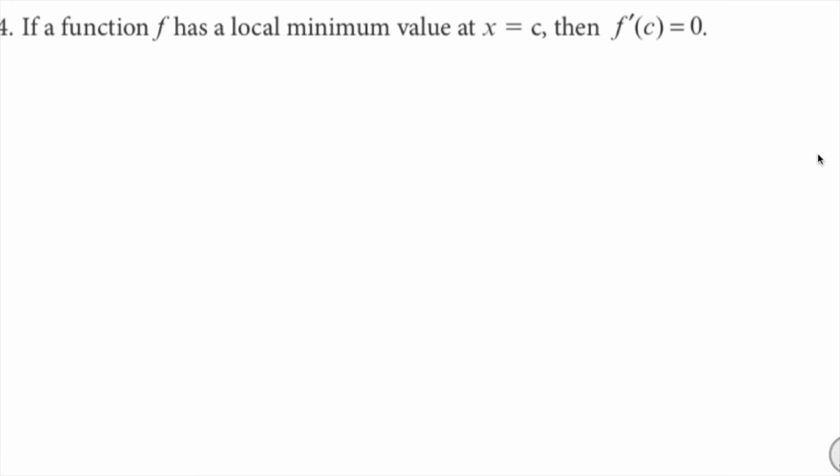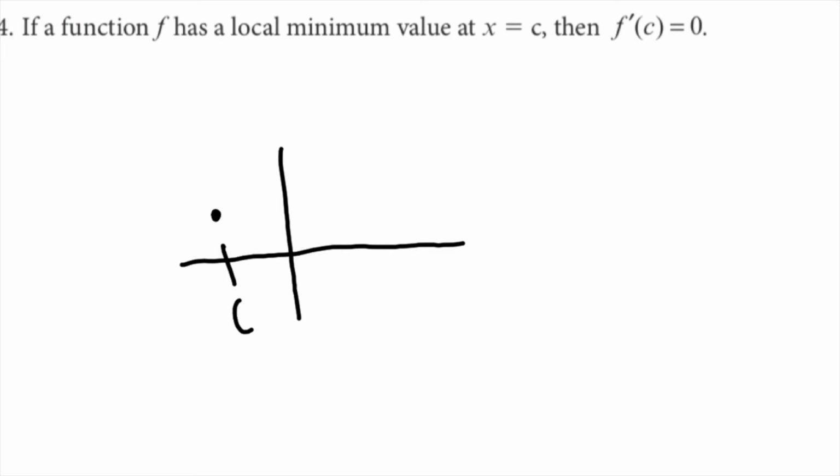If a function has a local min value at x equals c. So let's go over here. I always do stuff on that side. So here's c. So let's say I have a local min right here.